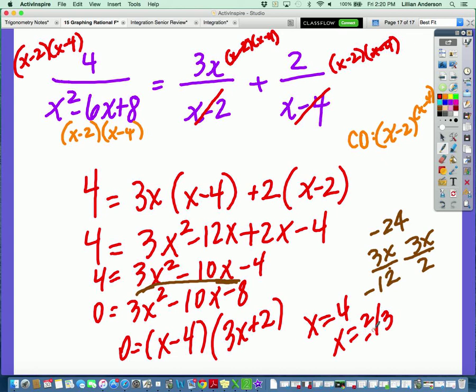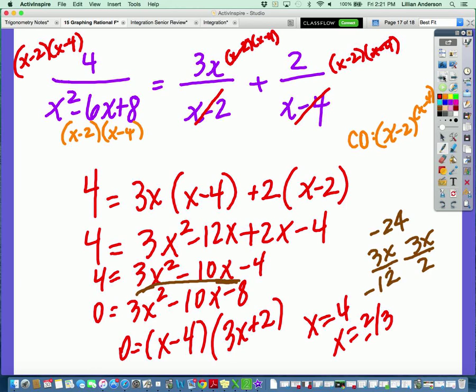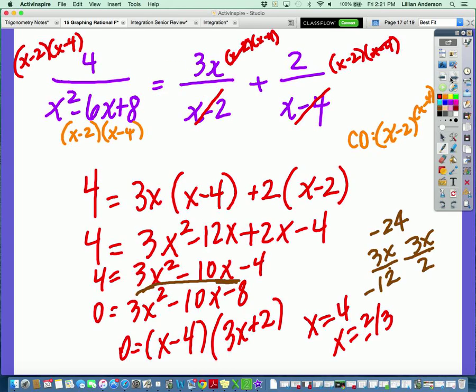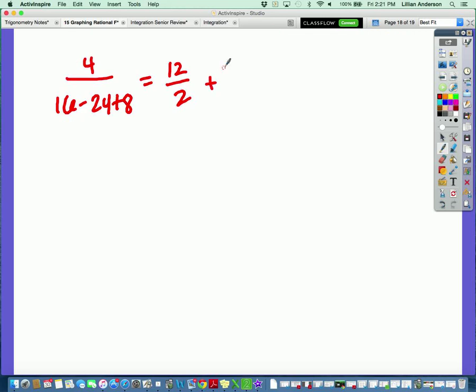Does everybody have this? Can I go to the next slide and check? Okay. We'll check 4. So 4 over 16 minus 24 plus 8 equals 12 over 2. When you plug it in, you get this. Now, can I have 2 over 0 here?